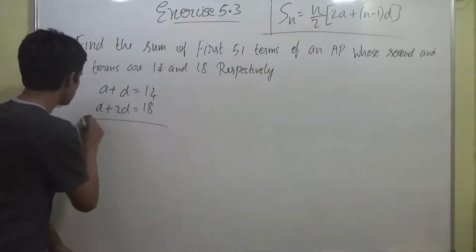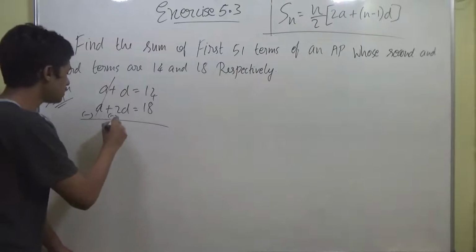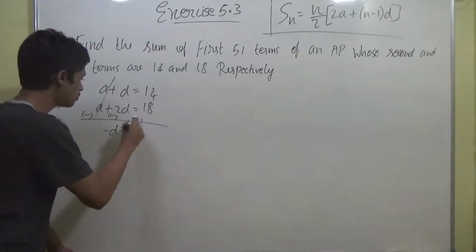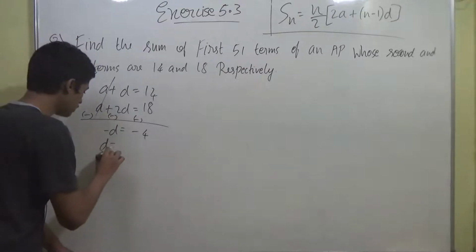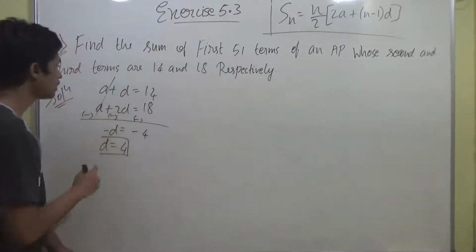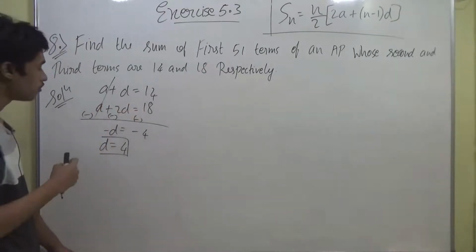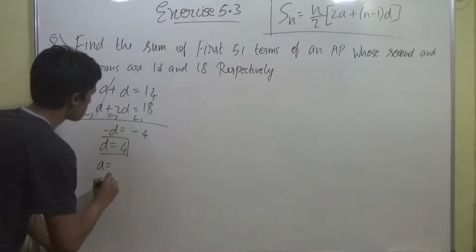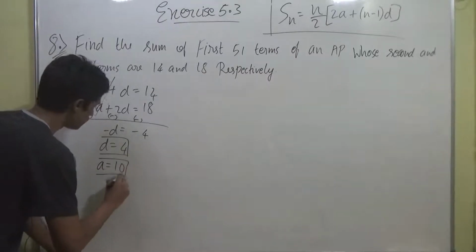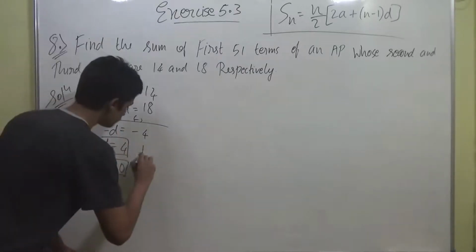So let's solve this, guys. I'll do it by elimination method. I'll eliminate a first, and then if I subtract, it's going to become minus d equal to minus 4, right? Then d will become equal to 4, right? If I put back the value of d into equation 1, you will get a plus 4 equal to 14, which means a will become equal to how much? 10. Right, so a equal to 10 and d equal to 4 and n equal to 51.